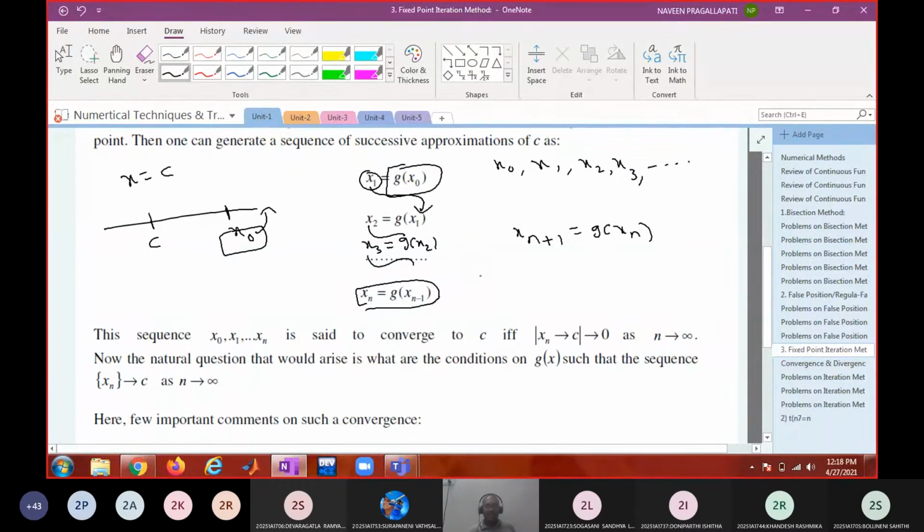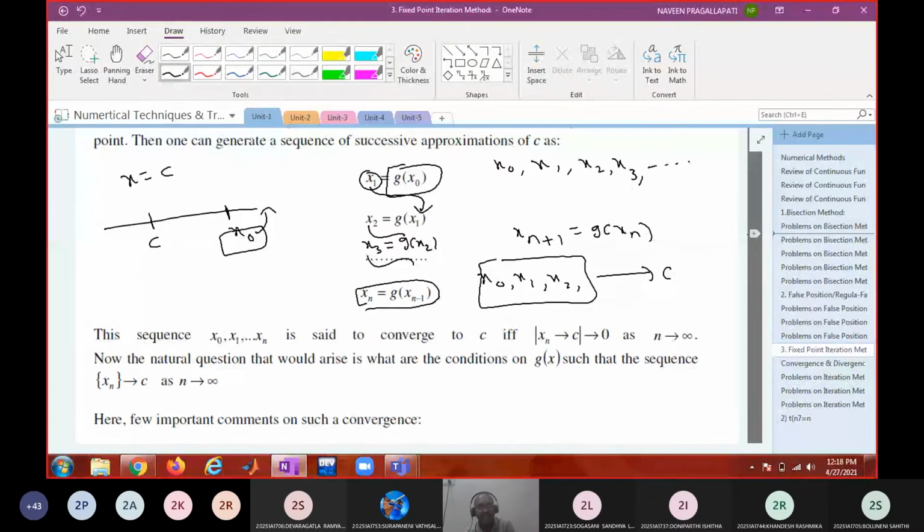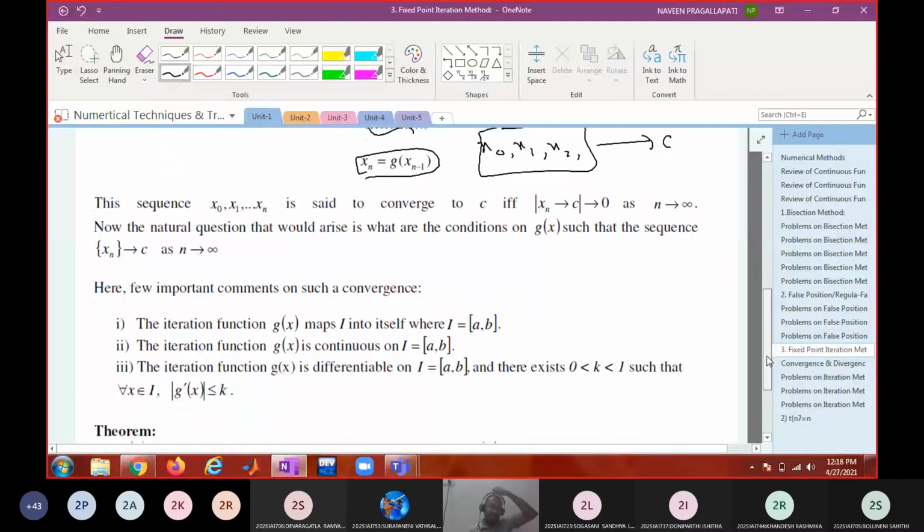Now the question is whether this sequence of approximations really converges to C or not. Are they diverging? Are they converging towards C? Under what conditions is the convergence guaranteed? Okay, so those conditions are specified here. They are only sufficient conditions. They are not necessary conditions.